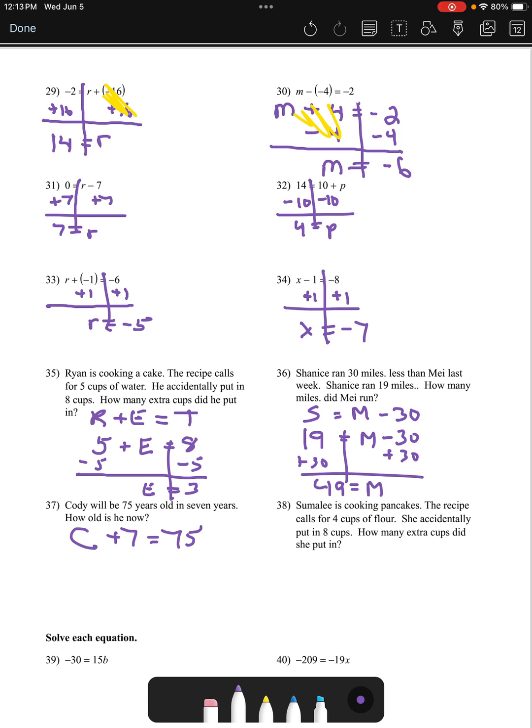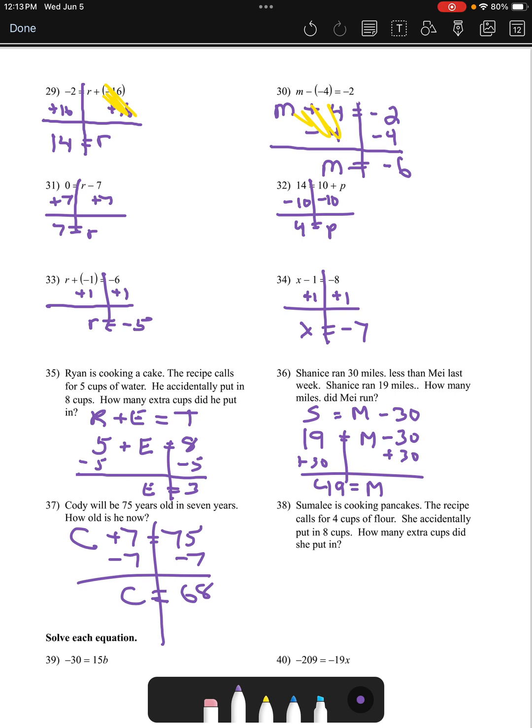Now we have ourselves an equation we can solve. We're trying to take care of or eliminate a positive 7. That requires us to use a negative 7 on each side of our equal sign. And that means our C, Cody's current age, is whatever 75 minus 7 is. And that, my friends, is 68.